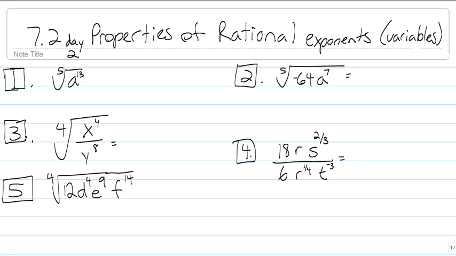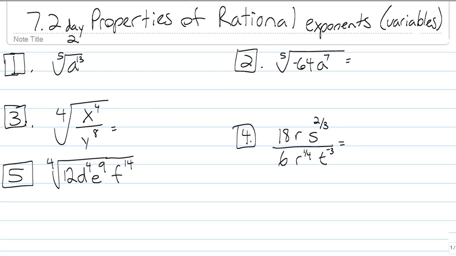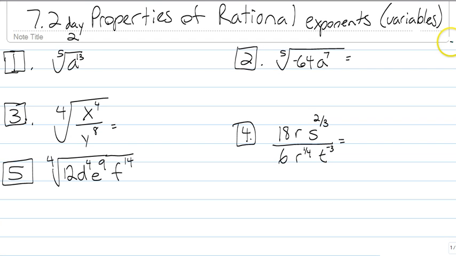Alright, today is kind of like yesterday, but we have variables. And actually, people find that the variable part is easier because all you have to worry about is how many of them can I take out from under the root. So let's look at number 1, a to the 13th.